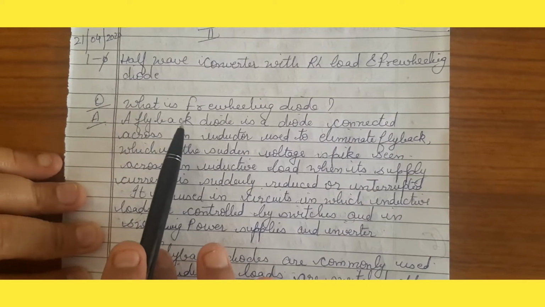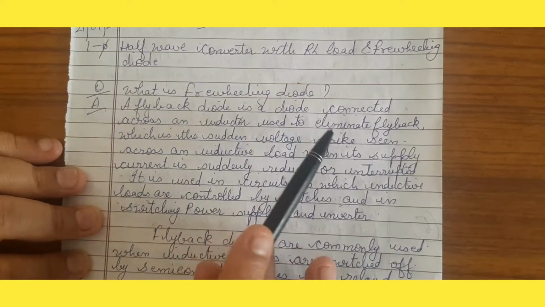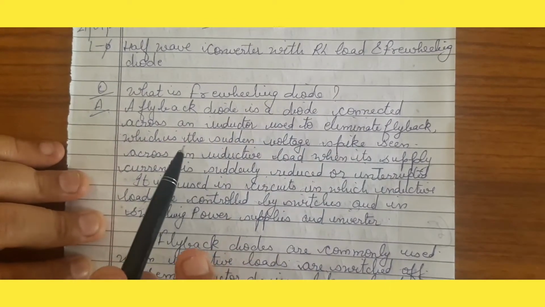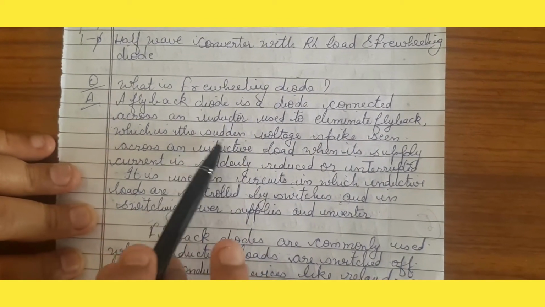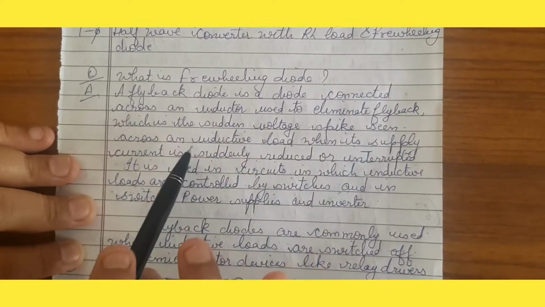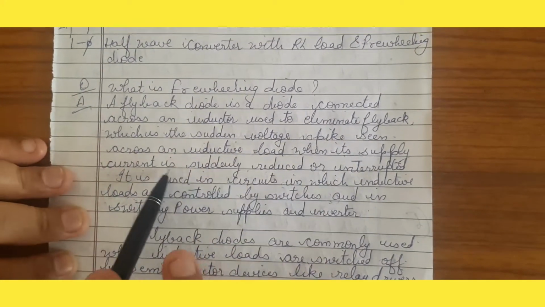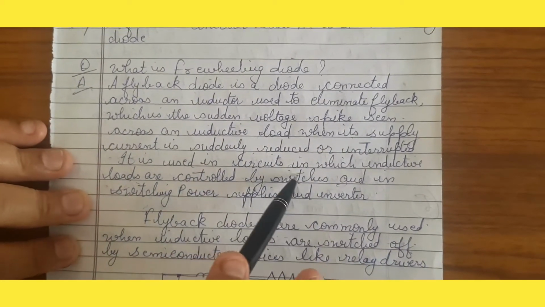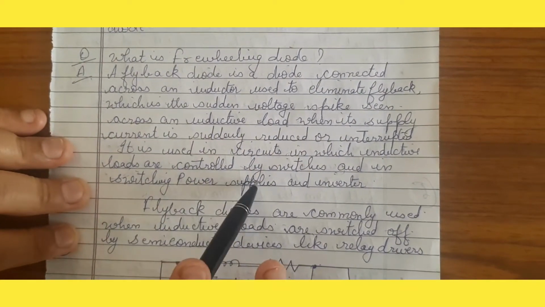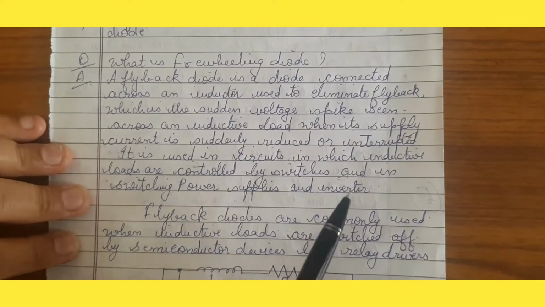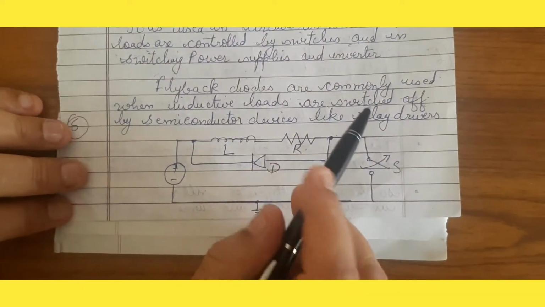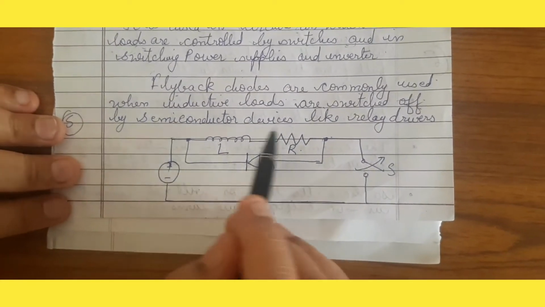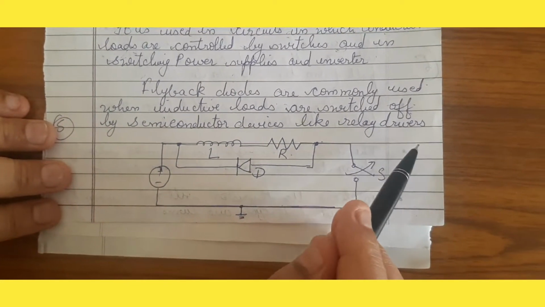It is also known as the flyback diode, and it is a diode connected across the inductive load to eliminate the flyback, which is the sudden voltage spike seen across the inductive load when its supply current is suddenly reduced or interrupted. It is used in circuits in which inductive loads are controlled by switches, and in switching power supplies and inverters. Flyback diodes are commonly used when inductive loads are switched off by semiconductor devices like relay drivers.